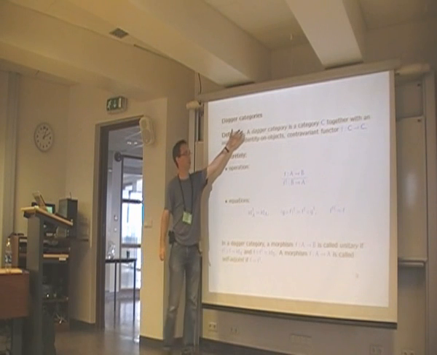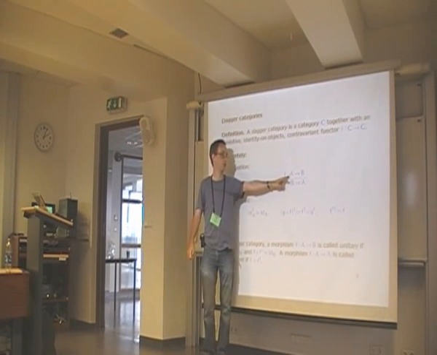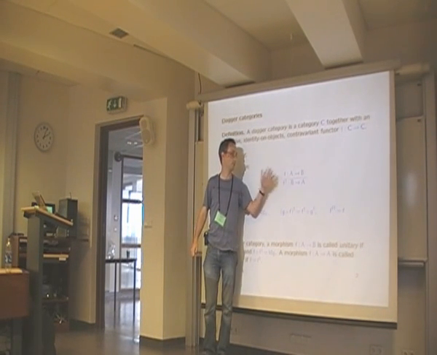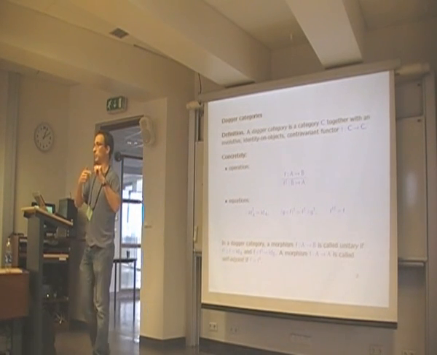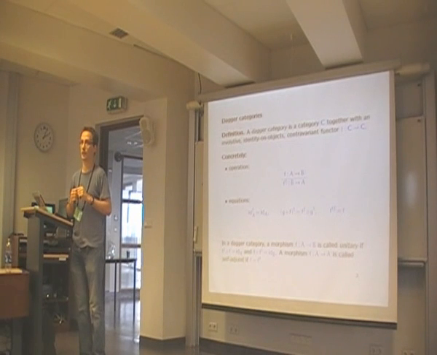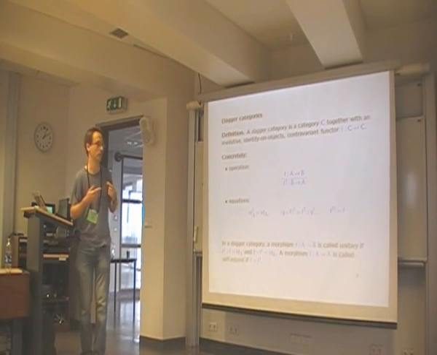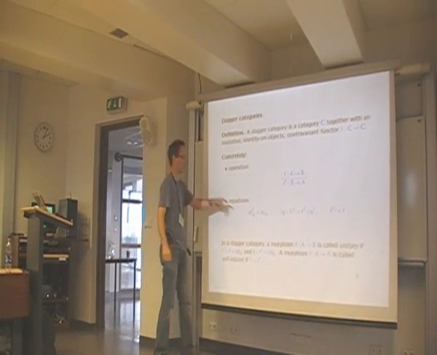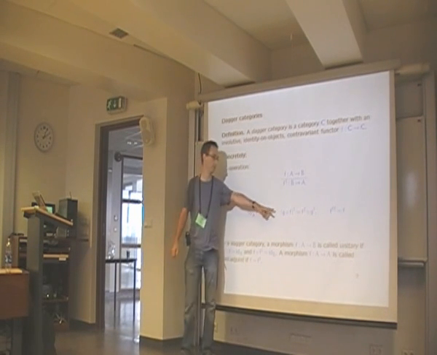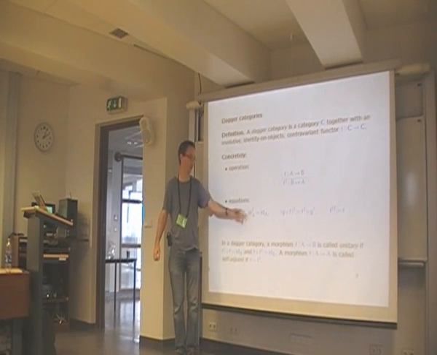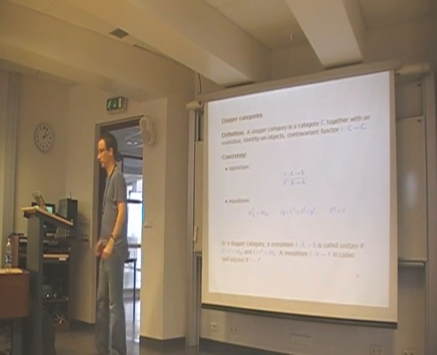Now a category is said to have a dagger structure if for every morphism f from A to B there's an operation such that f dagger goes from B to A. A typical example is the adjoint in Hilbert spaces. It has to satisfy some obvious equations: it has to be involutive and functorial, and the dagger of the identity has to be the identity.